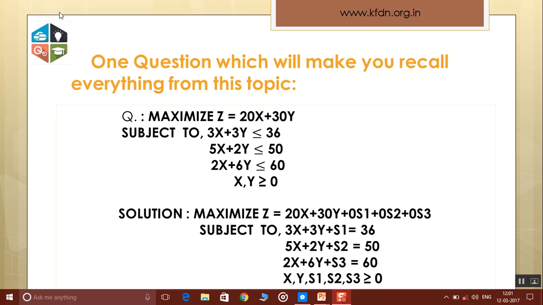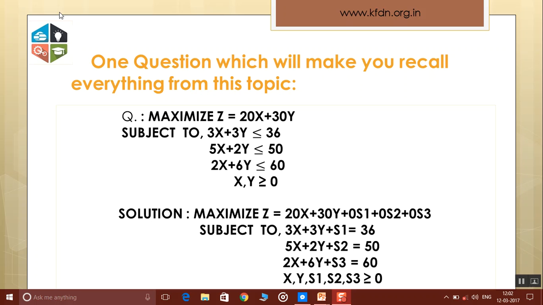Now we introduce slack variables into each constraint. 3x plus 3y plus s1 is equal to 36, 5x plus 2y plus s2 is equal to 50, 2x plus 6y plus s3 is equal to 60, and x comma y comma s1 comma s2 comma s3 greater than equal to 0. Now what is a slack variable? The given constraints determine that 3x plus 3y is either equal to or less than 36. So we introduce a slack variable, a small term which makes 3x plus 3y equal to 36 and makes it easier to solve the problems.